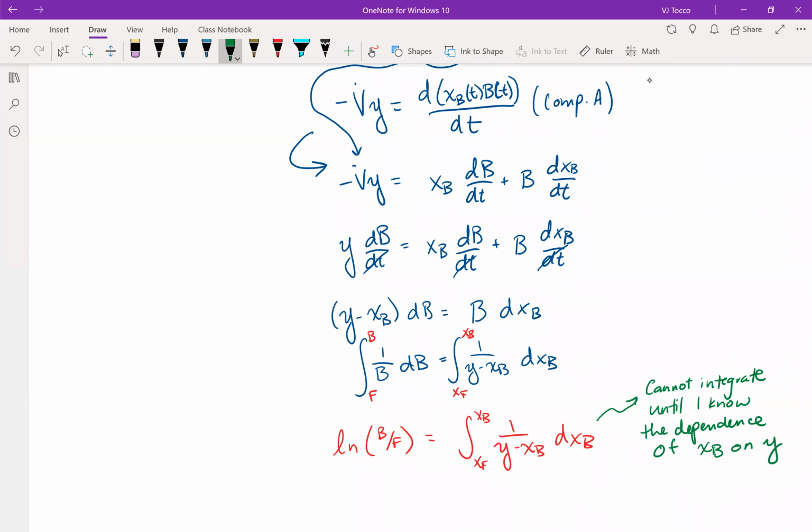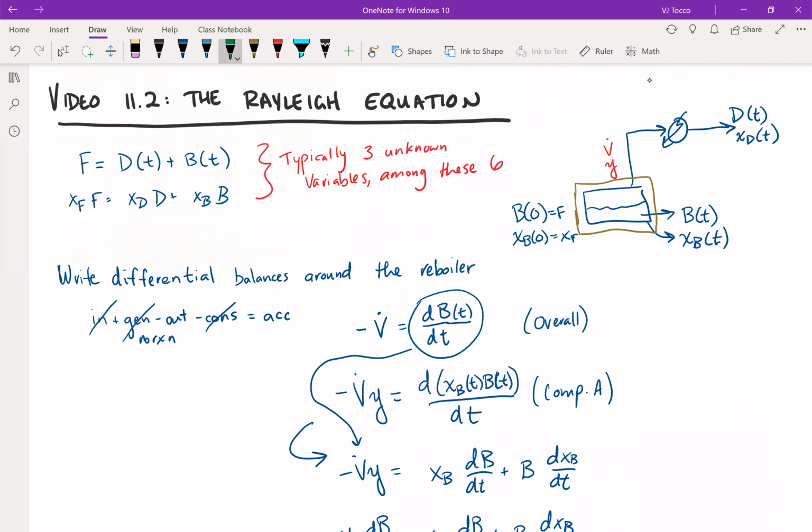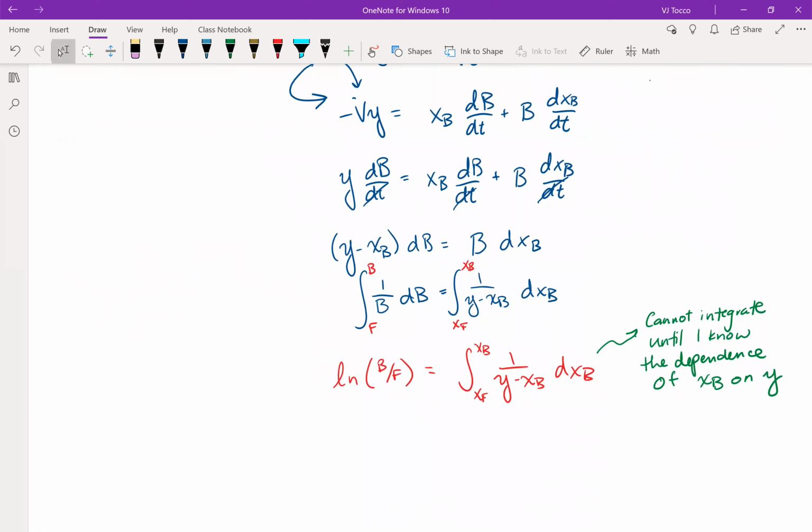So let's look back in the diagram and remember what even the variable names y and xb are. Remember, xb is my composition of the more volatile component in the reboiler at any time, and y is the composition of the vapor that is leaving the reboiler. So the relationship between y and xb is that they are in equilibrium for all times t. So the integration of this formula is going to depend on how I can relate y and xb.